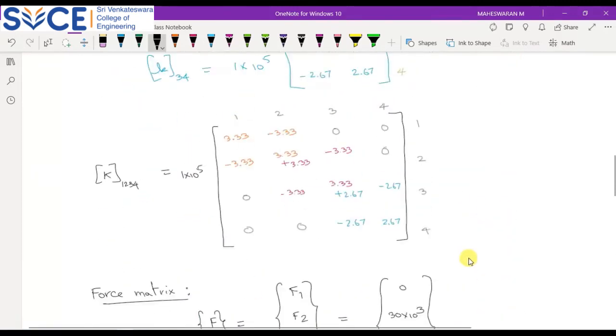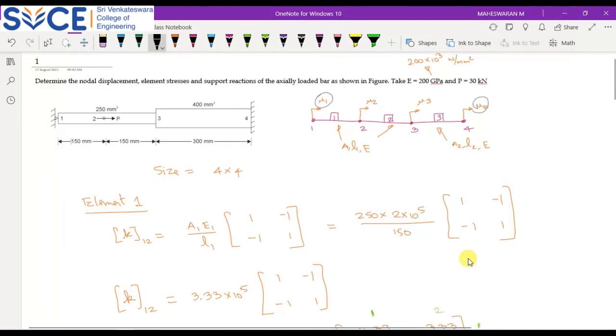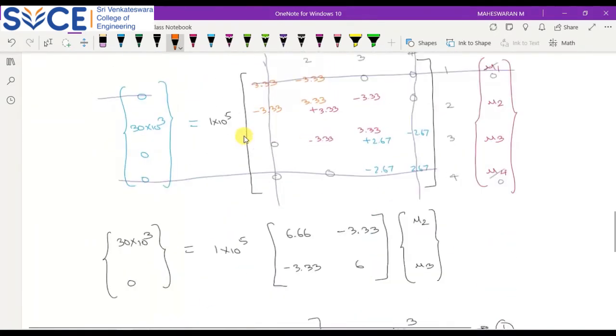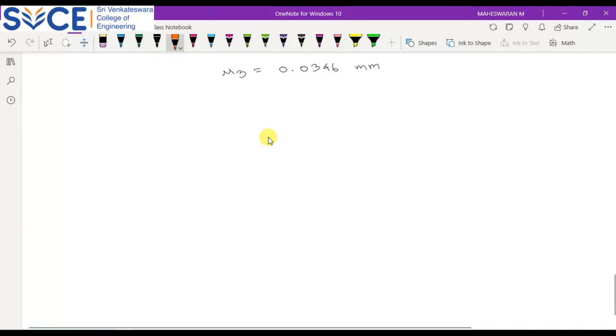So the next step is to identify the elemental stress, right? What is the elemental stress for these particular elements? We have three elements here. Element 1 connects nodal points 1 and 2, element 2 connects nodal points 2 and 3, and element 3 connects nodal points 3 and 4. So you will have three stresses. We will find them one by one.